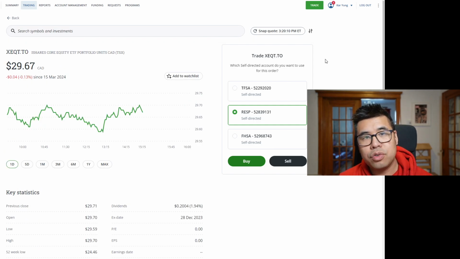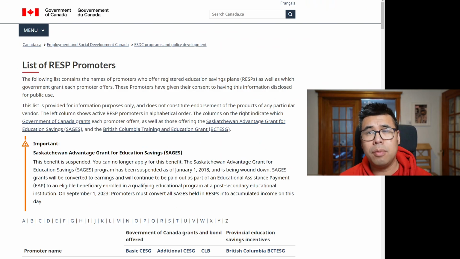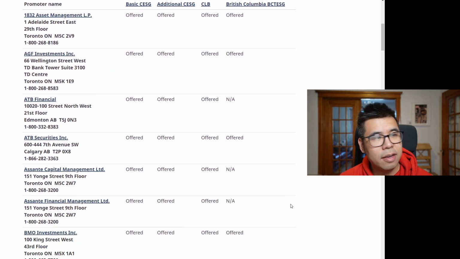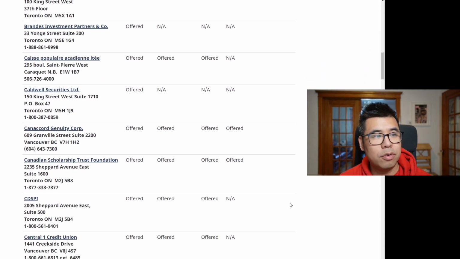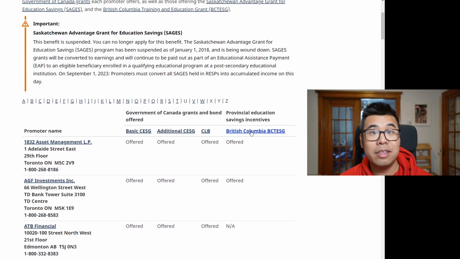I think that Questrade is a strong consideration for anyone that plans to open an RESP account, except people that live in BC. If you look up the list of RESP promoters on the Government of Canada website, you can see different brokerages and which one offers which grant, and Questrade is not there for the British Columbia one. So for BC people, I would strongly consider looking at another option.